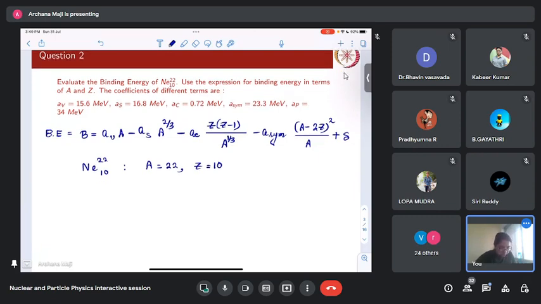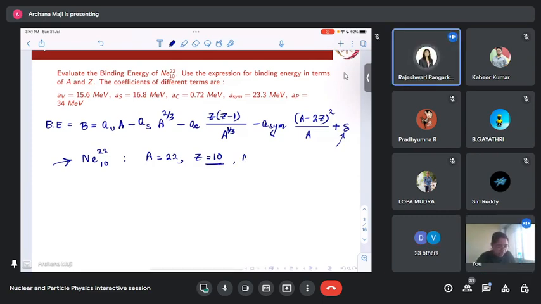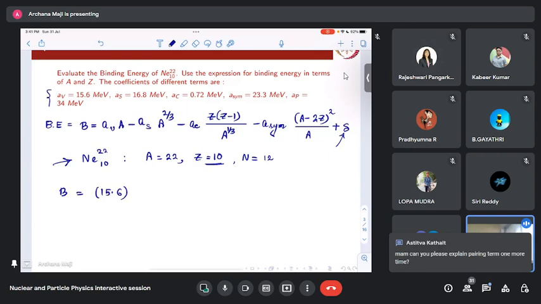So tell me, what should I write here for delta? Is it plus, minus, or 0 for this particular element? Positive. Exactly, because Z is even, N is also even, right? So if we substitute all these given values, we will be able to find out the binding energy.